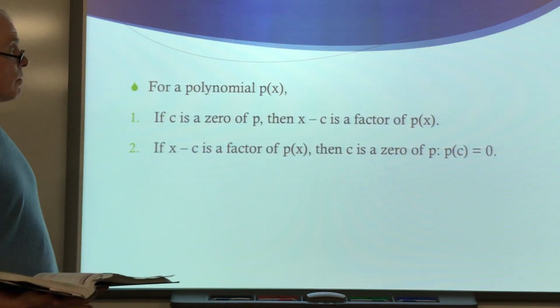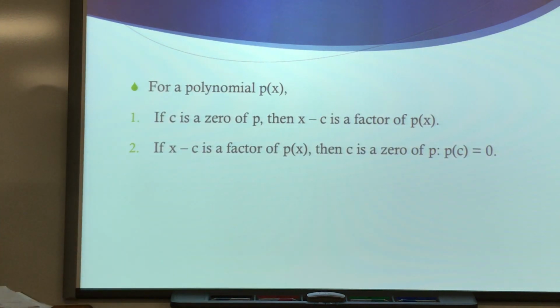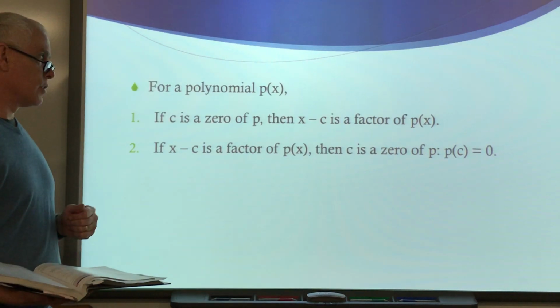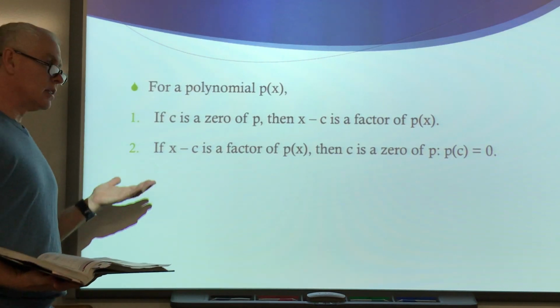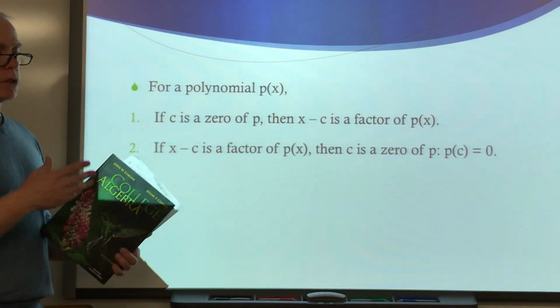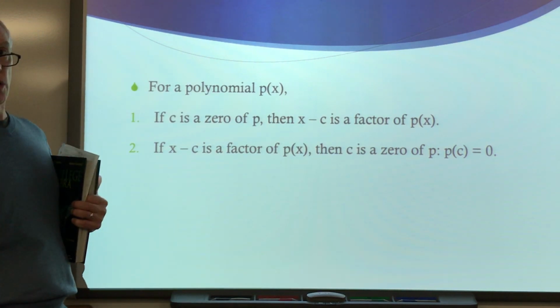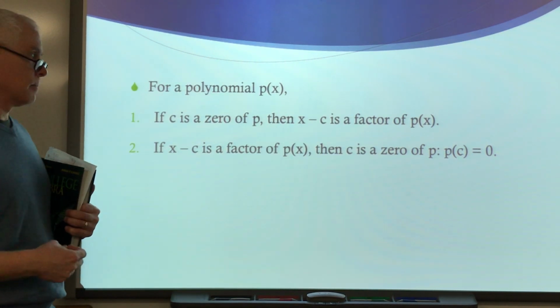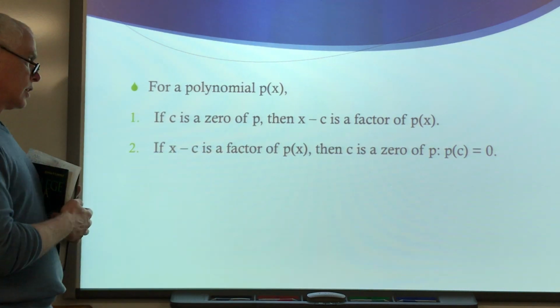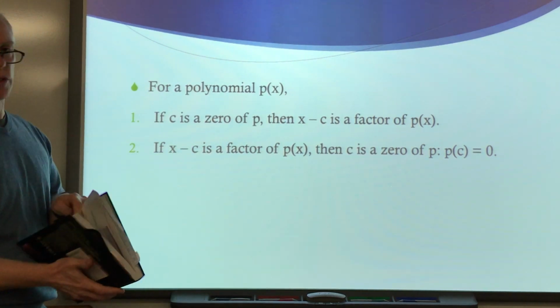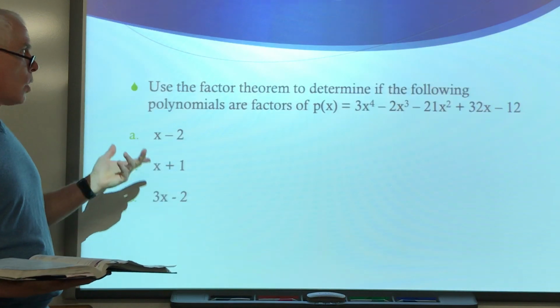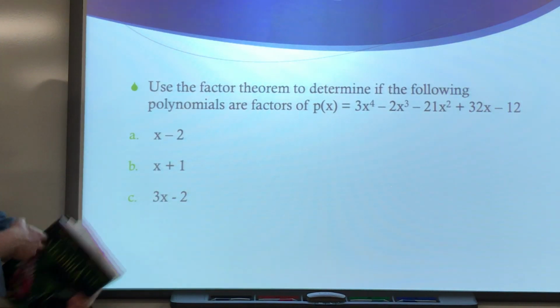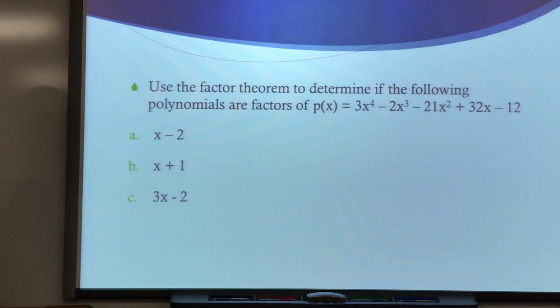Okay? The factor theorem now: if c is a 0 of that function, then x minus c is a factor. Okay? In other words, when I put a 5 in, if I get a 0 out, x minus 5 is a factor. Okay? And conversely, if x minus c is a factor, then c is a 0. Okay? So, use the factor theorem to determine if the following polynomials are factors.